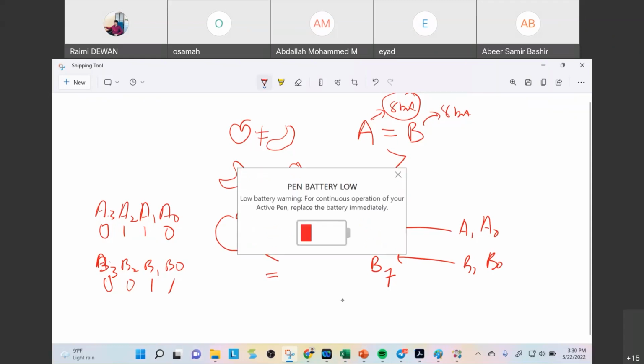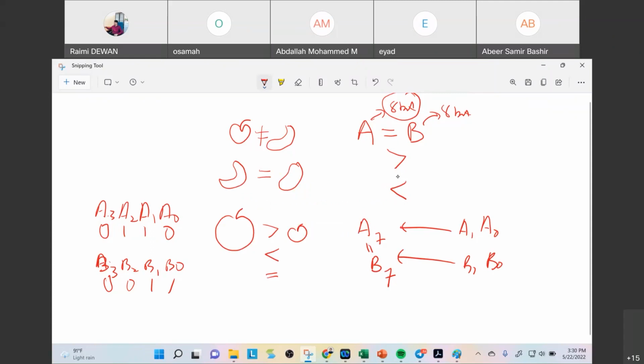Open battery low. For continuation active pen. Oh, I need to replace my battery. I need to buy more.